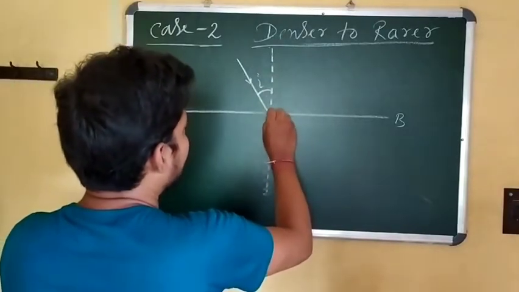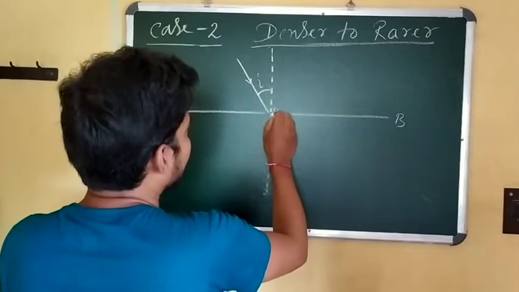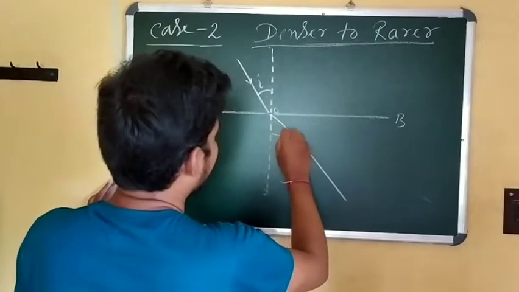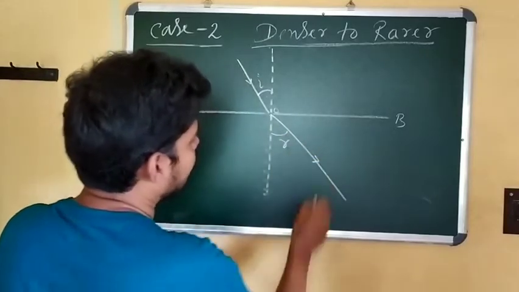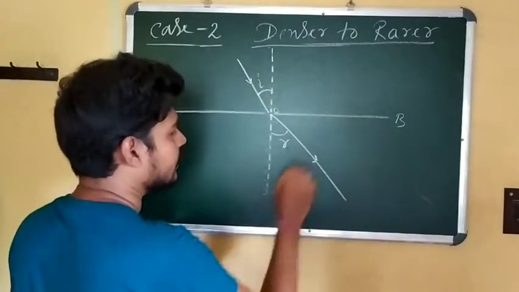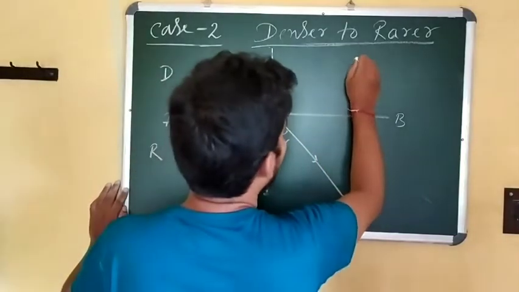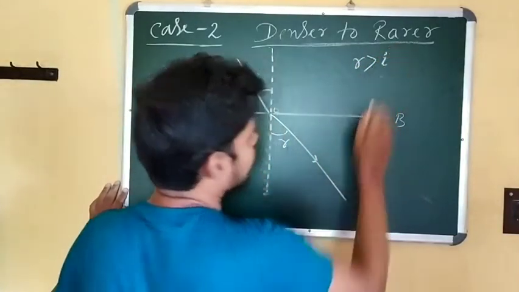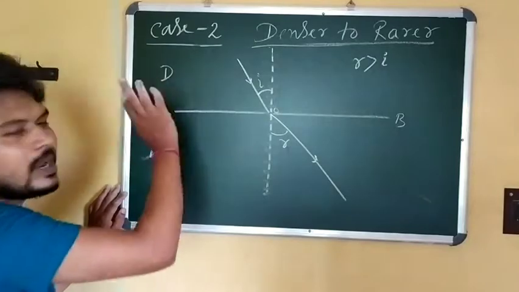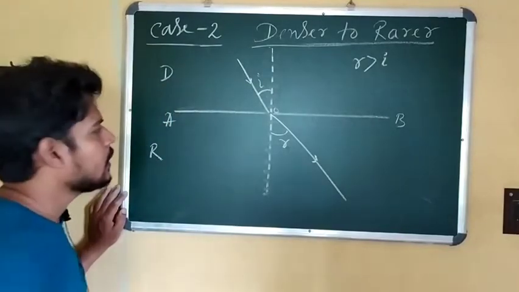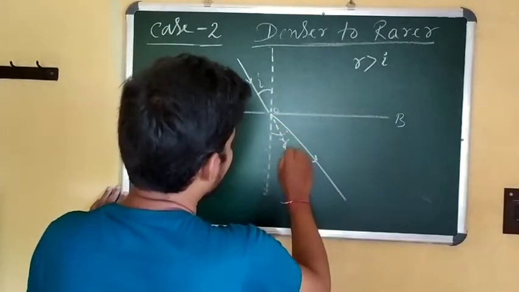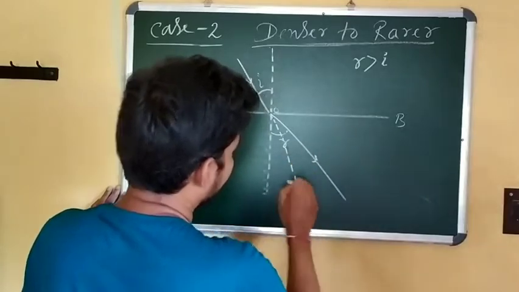Now what happens from the point of incidence O? Light changes its path, and that is the angle of refraction, the angle between the normal and the refracted ray. Then you can see from here the angle of refraction is greater than the angle of incidence. Okay. Now if there is no rarer medium, that means only the first medium is present, then what happens? Light moves along this dotted line.